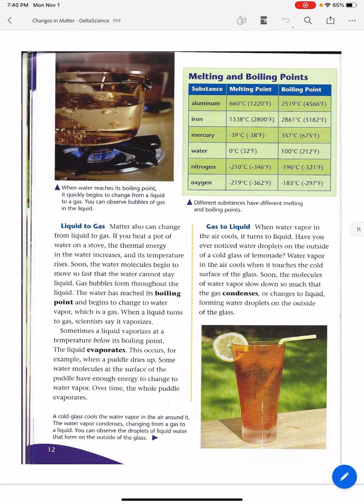When water reaches its boiling point, it quickly begins to change from a liquid to a gas. You can observe bubbles of gas in the liquid. Different substances have different melting and boiling points.